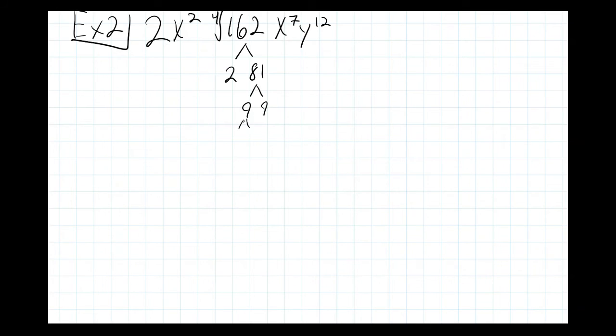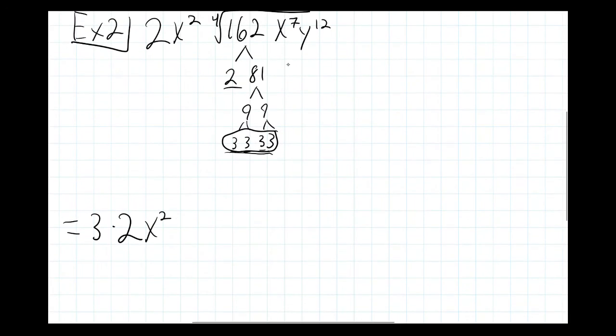81 breaks down into 9 times 9. 9 is 3 times 3. So I have 1, 2, 3, 4 3's all getting multiplied together. So I have a group of 4 there and a 2 all by itself. Now this group of 3's here, a 3 gets moved out in front. So it is 3 times 2 times x squared.